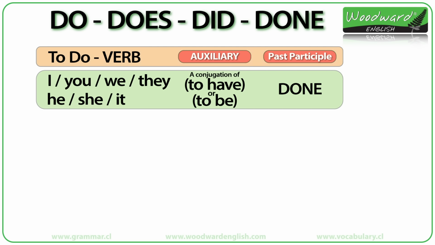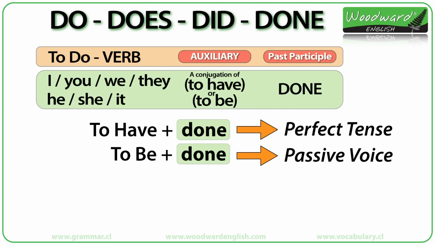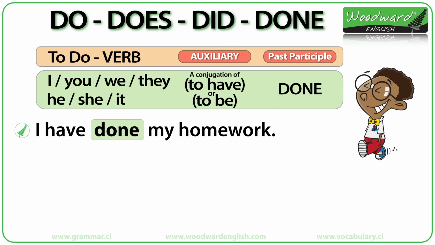The past participle of do is done. Remember that past participles are accompanied by a conjugation of the verb to have or to be, which means it is in the correct tense according to the subject. In general, have plus past participle is used with a perfect tense, and be plus past participle is with the passive voice. Let's look at some examples.